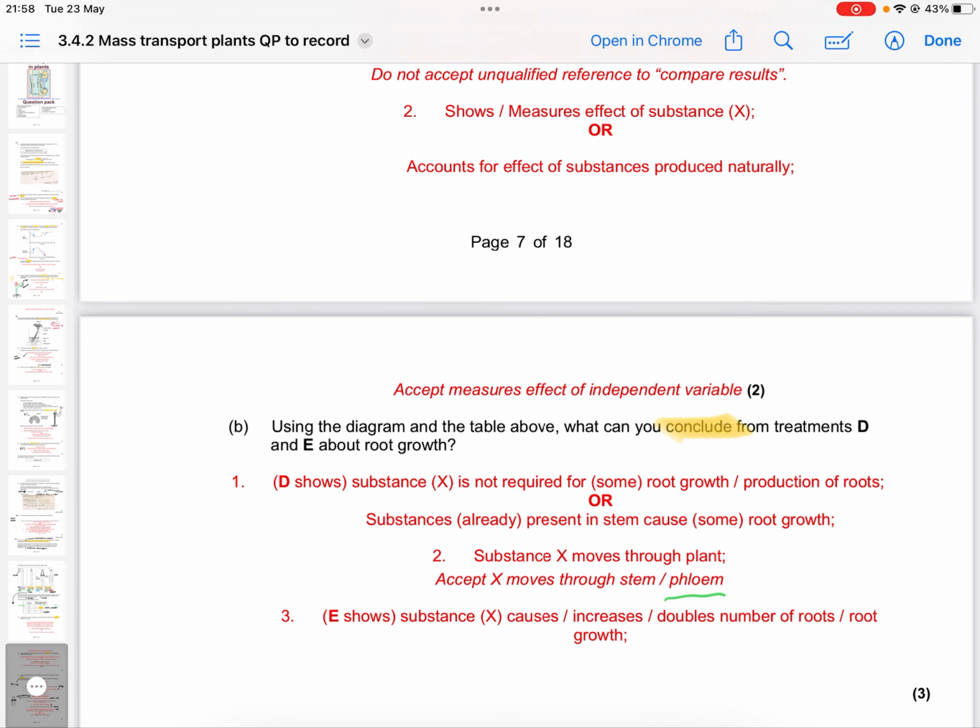And finally in E, we can see that substance X has caused the growth because it has doubled the number of roots which we've observed, so it's gone up to 11.